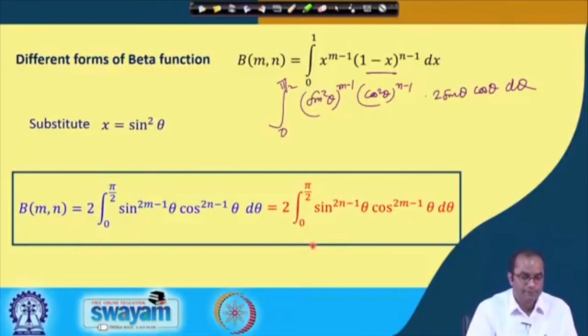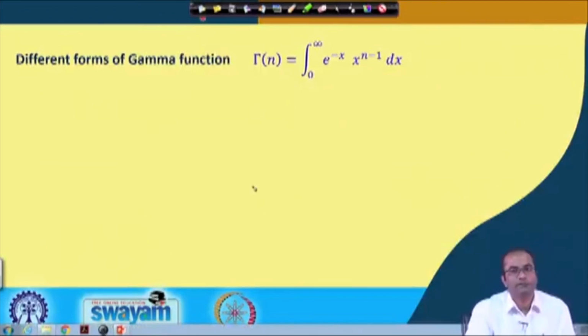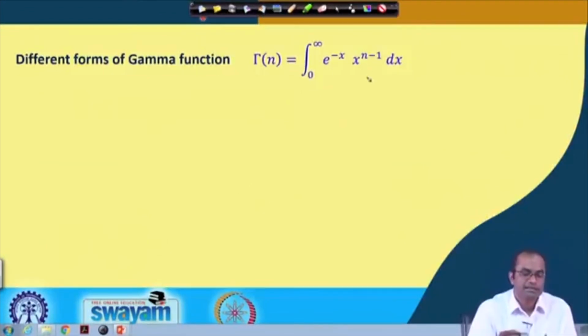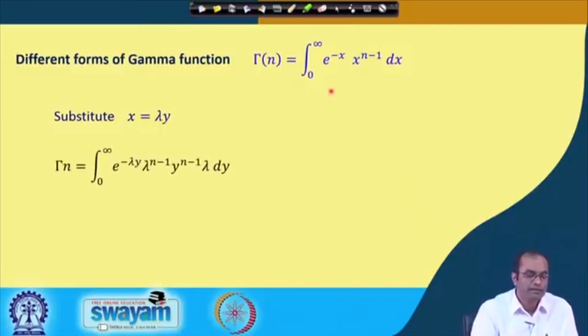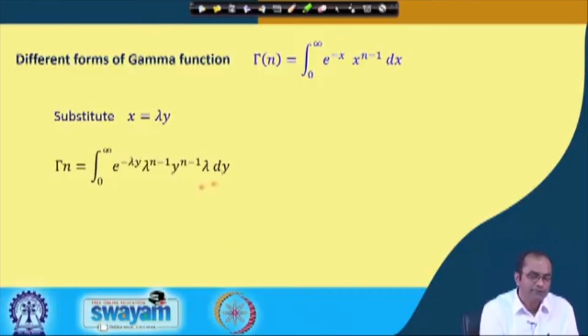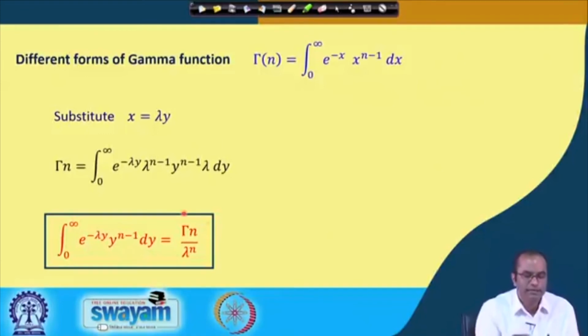And now, we can also look for some different forms of the gamma function, which is e power minus x, x power n minus 1. In this case, if we substitute x is equal to lambda y, the limits will remain the same, and we have a slightly different form. So, this lambda power n minus 1 will come out from this term, and basically we have this integral 0 to infinity e power minus lambda y, y power n minus 1 dy is gamma n over lambda power n.